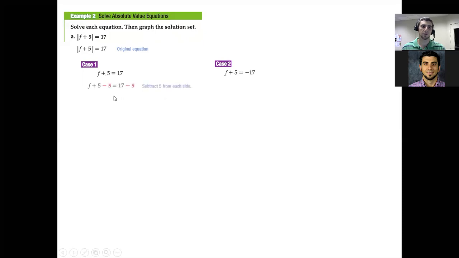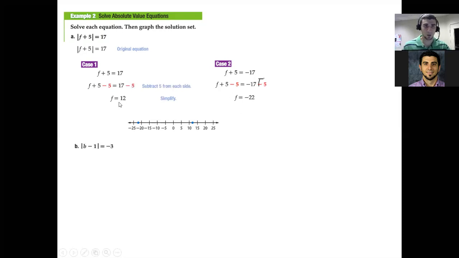So here we just subtract 5 from both sides and get f equals 12. Here, you subtract 5 from both sides, but you get negative 22. Remember, negative 17 minus 5, if you do keep change, is going to be negative 17 plus negative 5. Put the negative on it, which gives you negative 22. So there are 2 numbers that are solutions. You can put one at positive 12 and one at negative 22 on the number line, and those represent the solutions.